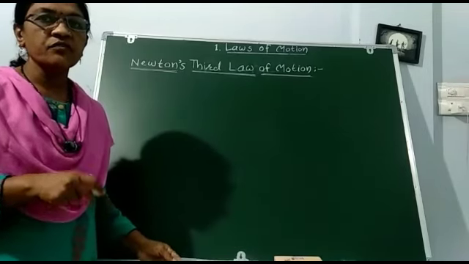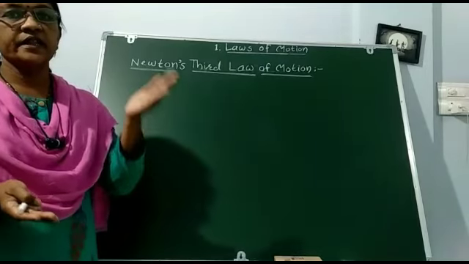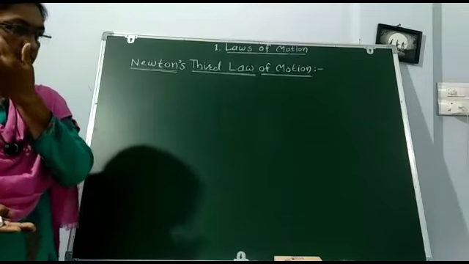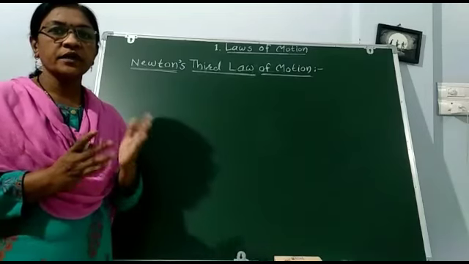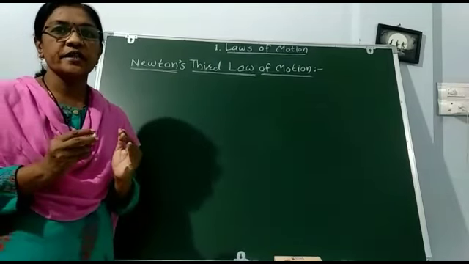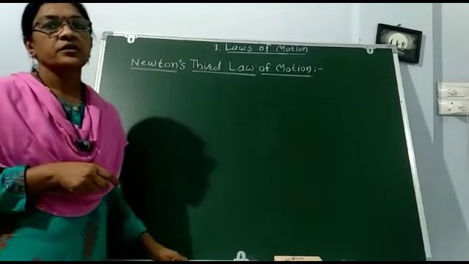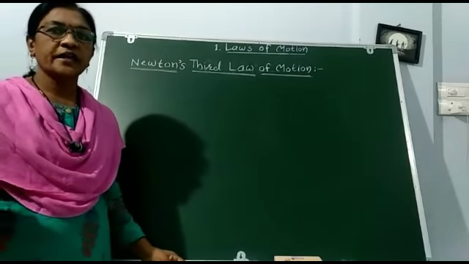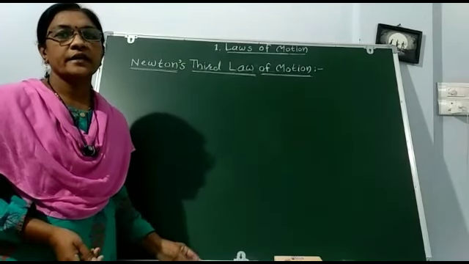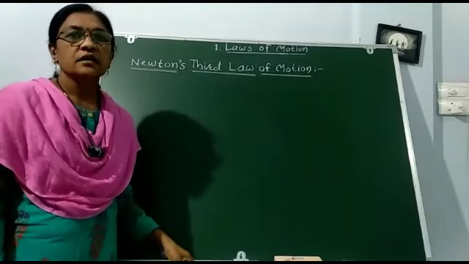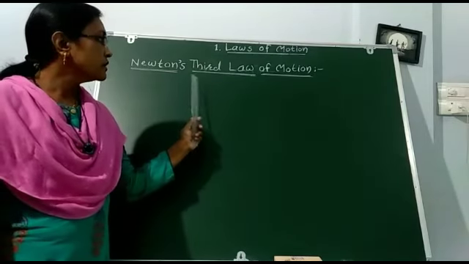And when one object acts a force on another object, then the other object simultaneously acts a force on the first object. In this way, force is the reciprocal action between two objects. And these two forces are equal in magnitude but opposite in direction. So, in this case, the force acted by the first object is called the action force, and the force acted by the second object is called the reaction force. So, this idea is given in Newton's third law.